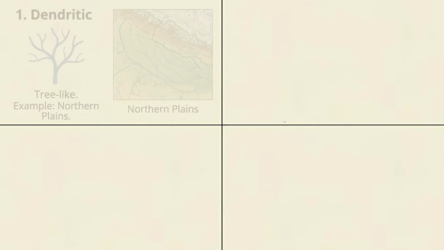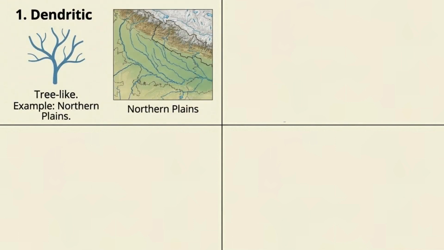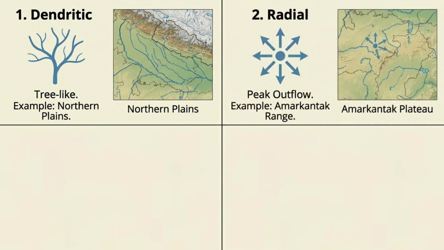Now let's organize drainage patterns because UPSC loves asking pattern plus example. First is dendritic, tree-like branching. That is the classic pattern of the northern plains. Second is radial, rivers flowing outward from a high point, almost like spokes from a peak. The example given is the Amarkantak Plateau or range.